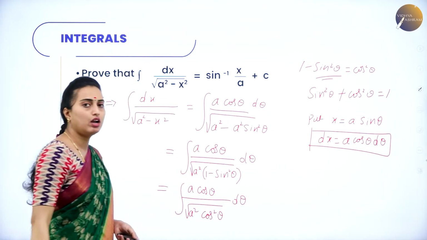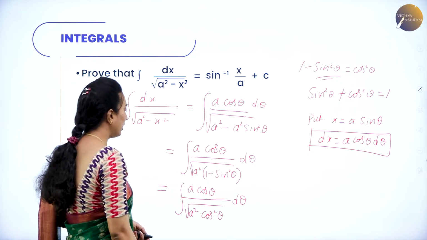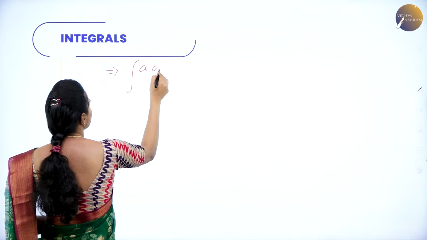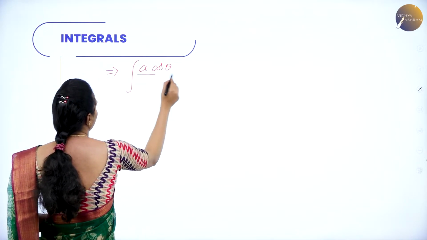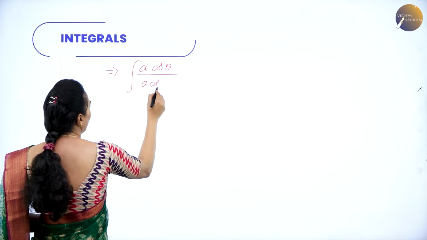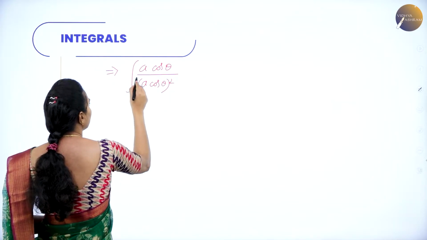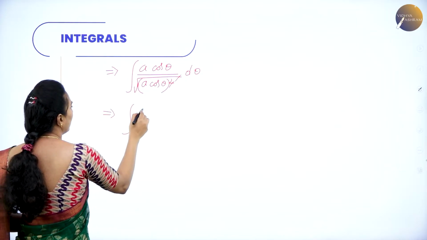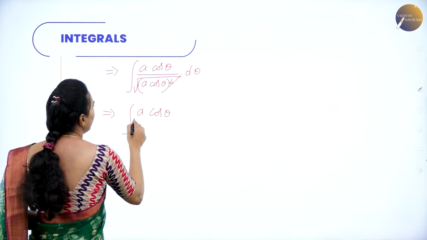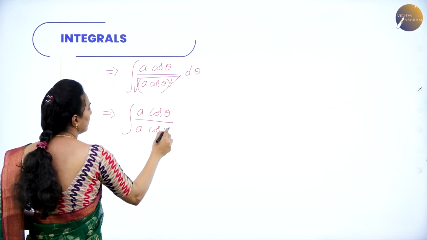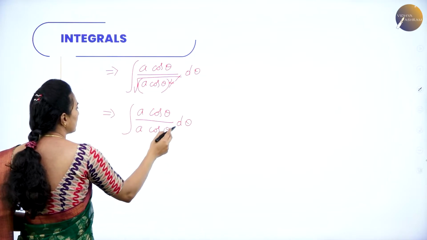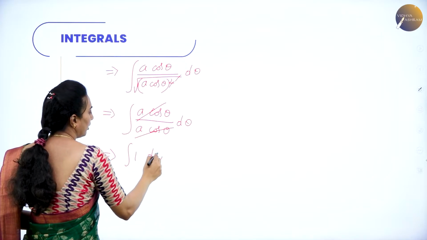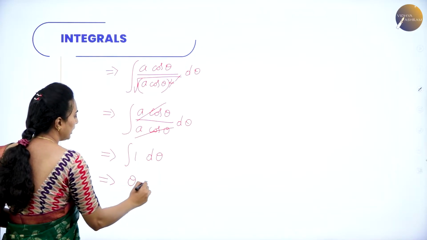Now what happens to this? Under the root it will get cancelled. You're remaining with integral of a cos theta divided by a cos theta whole squared under the root into d theta. Now the root will go, remaining is integral of a cos theta divided by a cos theta into d theta. Now what happens to this? These two will get cancelled. Remaining is integral of 1 into d theta. What is integral of 1 into d theta? Which is theta plus c.